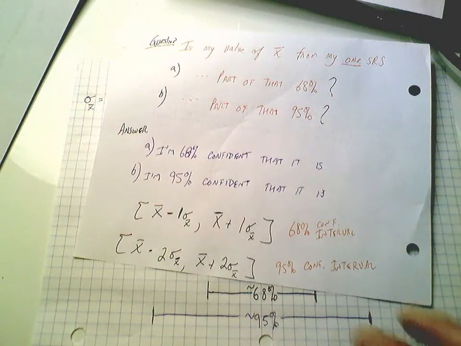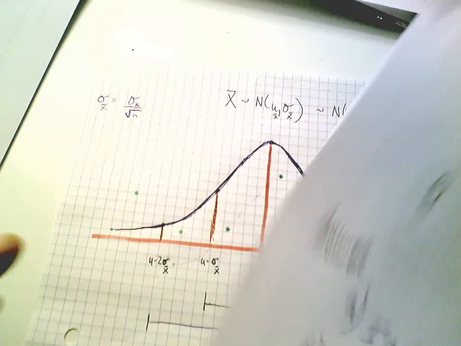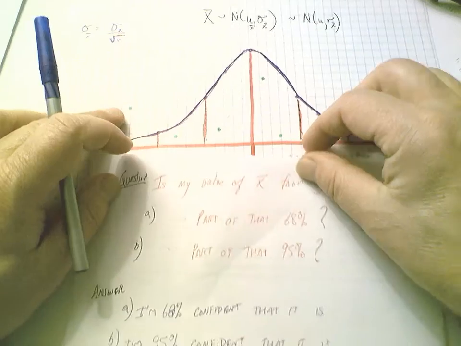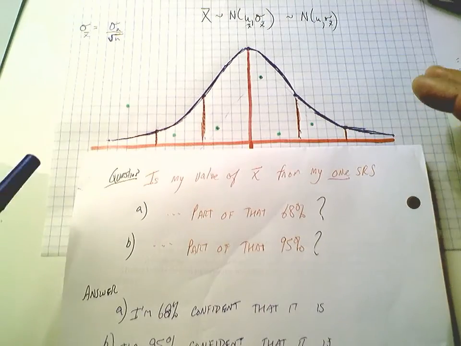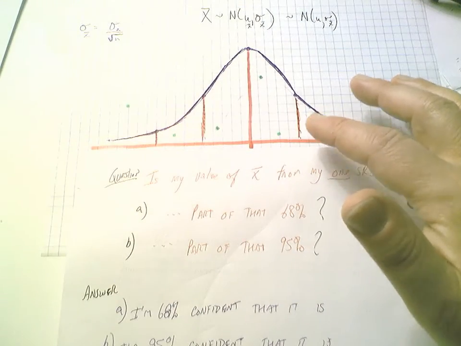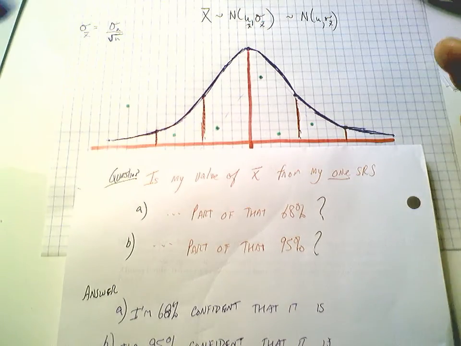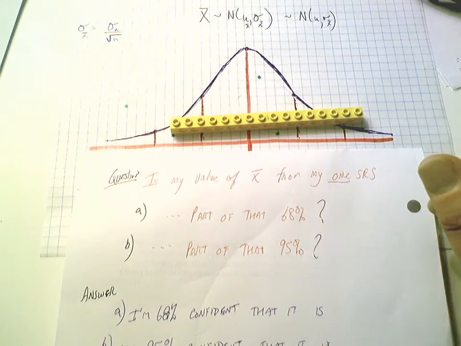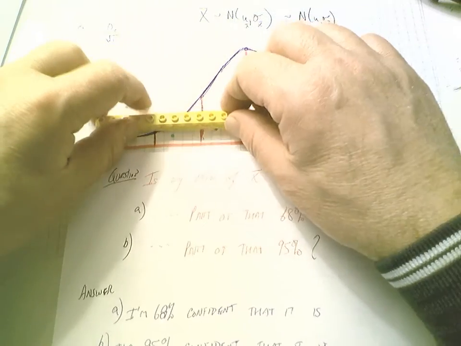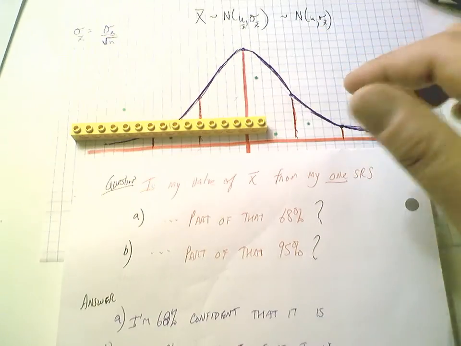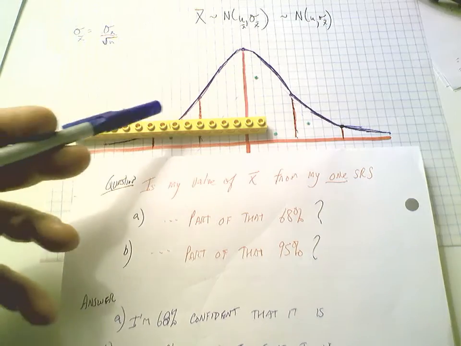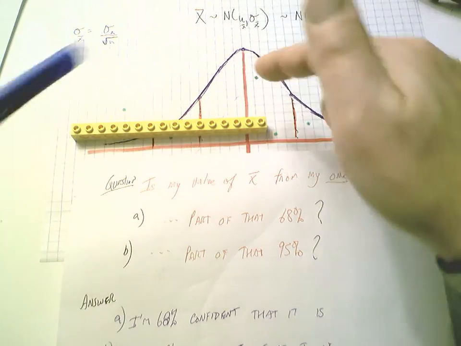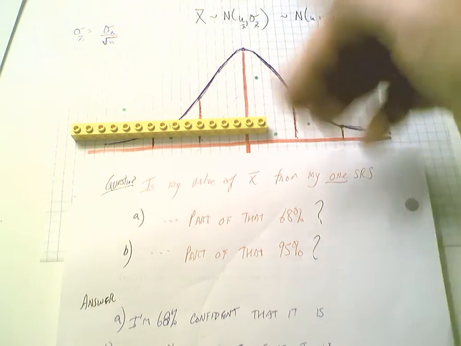So again, remember, how confident am I that my observed value of X is part of the 95%? And if it's part of that 95%, it means when I lay my lovely little Lego thing that's supposed to go in 2 different directions, 2 standard deviations to the left, 2 standard deviations to the right of my observed value of x bar, the population mean will actually be there.